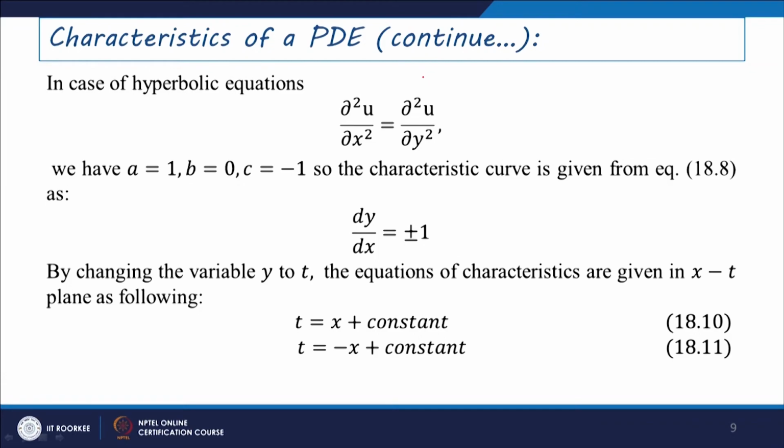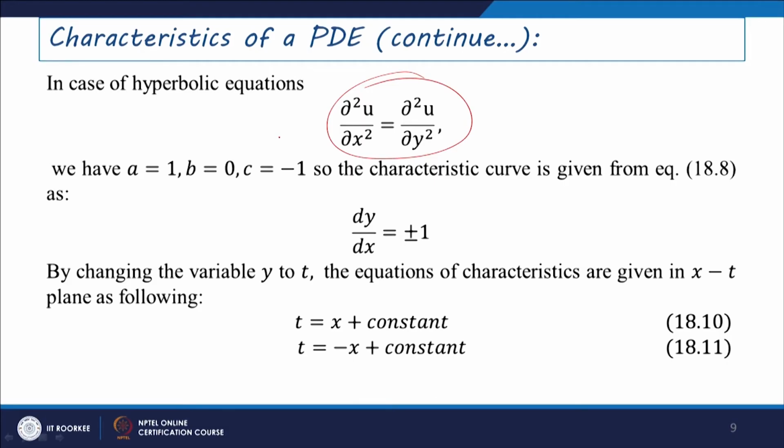And if you go for the hyperbolic equation, if you write a generalized hyperbolic equation, it can be expressed as del square u by del x square equals to del square u by del y square, or in generalized form we express this as del square u by del t square equals to del square u by del x square there, where we are writing a equals to 1, b equals to 0, c equals to minus 1. So the characteristic curve will be given by dy/dx equals to plus or minus 1. We will have two solutions here.